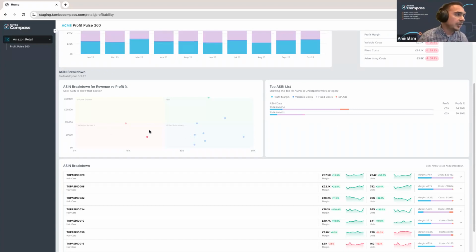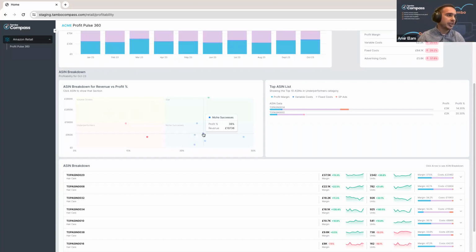Then we have the other bucket, which essentially is volume drivers. In this instance, these are products that have high profit in terms of actual money in the bank. Generally this is your high ASP products, or the products with a really good return. However, the chances are that your product is quite significant in terms of overall revenue, but the actual margin is not that high. Then you have the niche successes. So essentially you have good margin but low revenue.